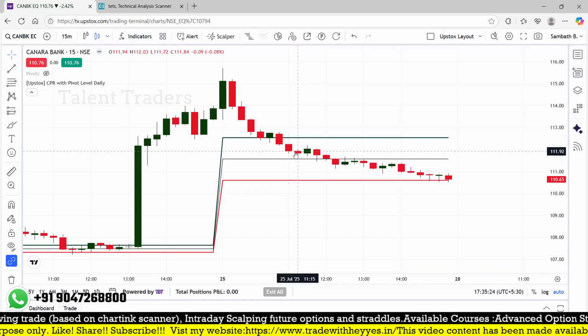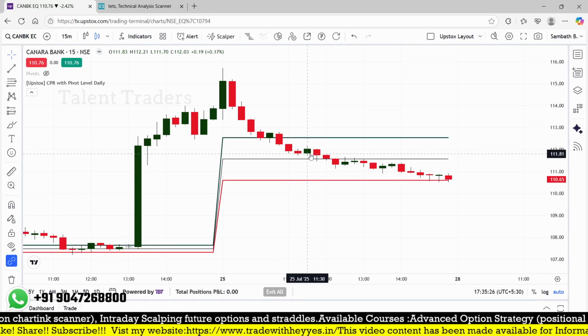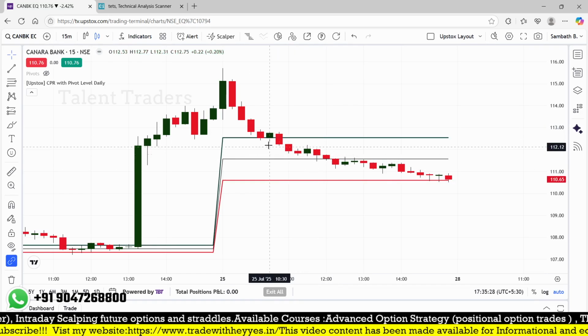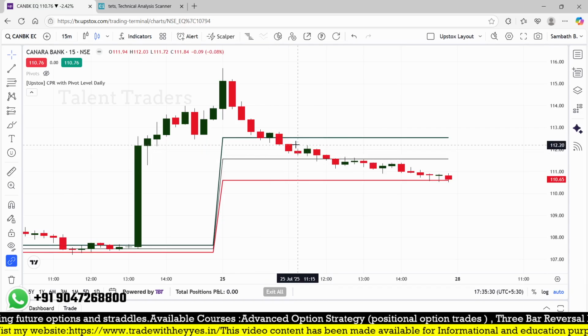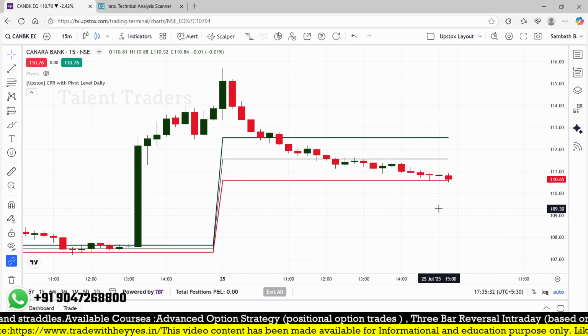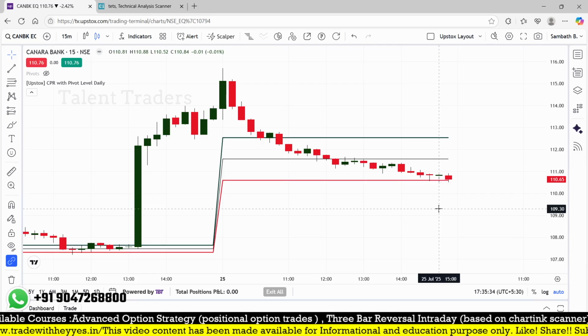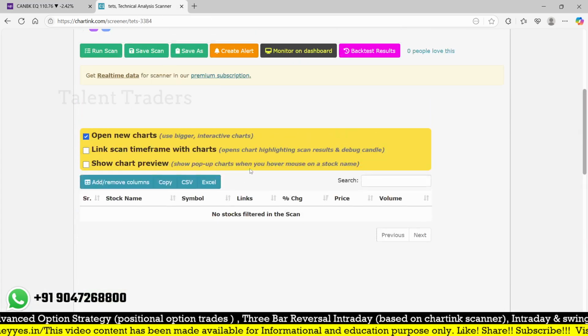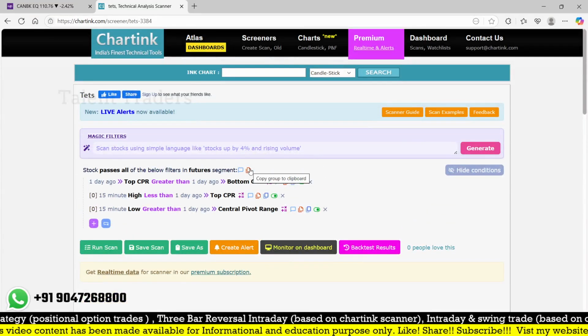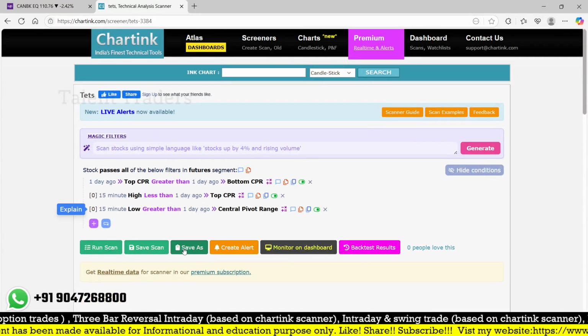This one is 11:15. It's almost 11:30. So this is one more example, which is trading inside. Maybe after that, whether it is going to give you a breakdown or breakout, we will discuss later. This will help you to find out that pattern. Okay, so one more thing.